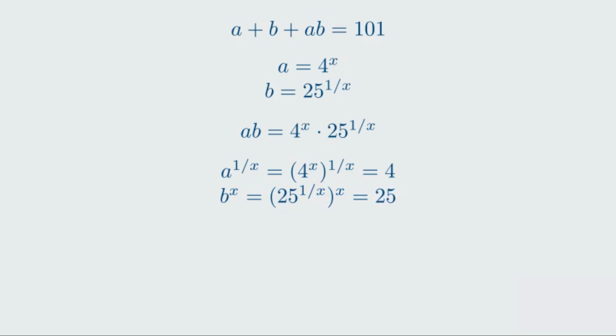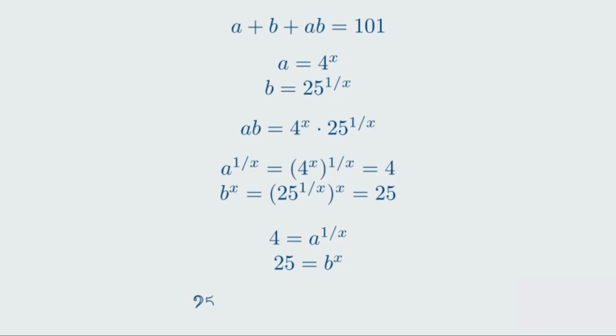This gives us a new and powerful constraint. We have found that 4 is equal to a to the 1 over x, and 25 is equal to b to the x. There is a deep connection between the numbers 4 and 25. 25 is the square of 4 to the 1 over x, because it's the square of 4. Wait, that's not quite right. 25 is not related to 4 in that way.